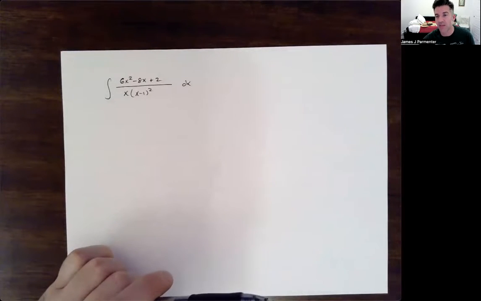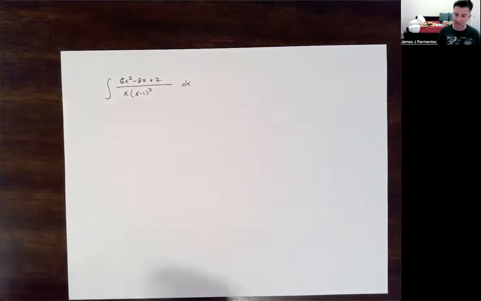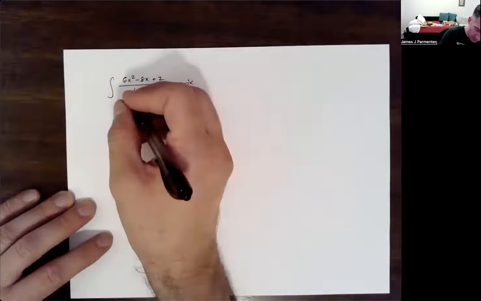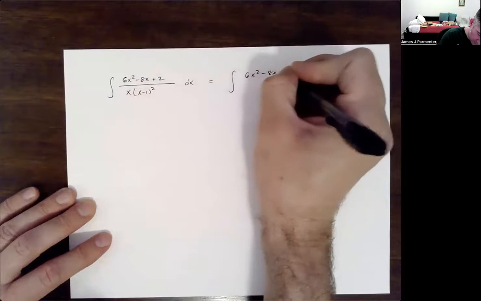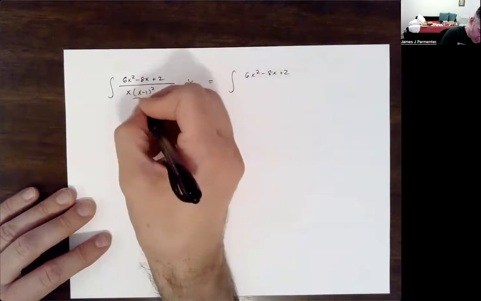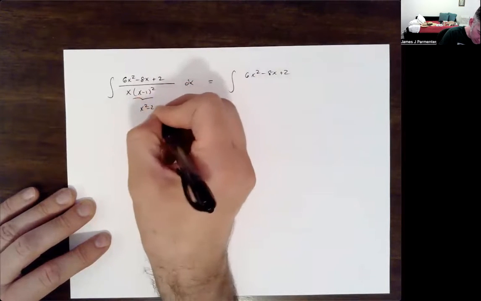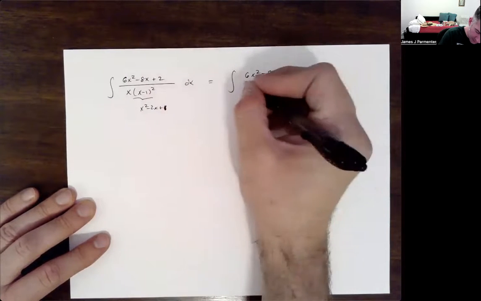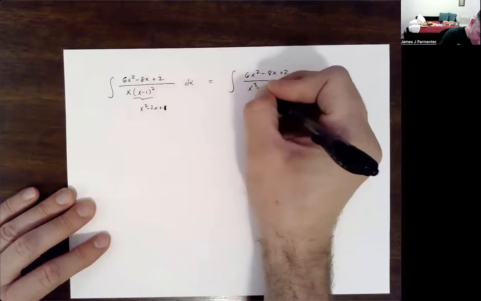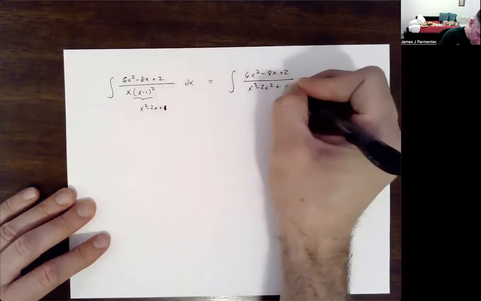Normally, if you see something factored on the bottom, that's generally a good indication that partial fractions is probably the way to go. But I'll point out that if you multiply out the bottom here, x minus 1 squared is x squared minus 2x plus 1. If you multiply that all by x, you get x cubed minus 2x squared plus x.